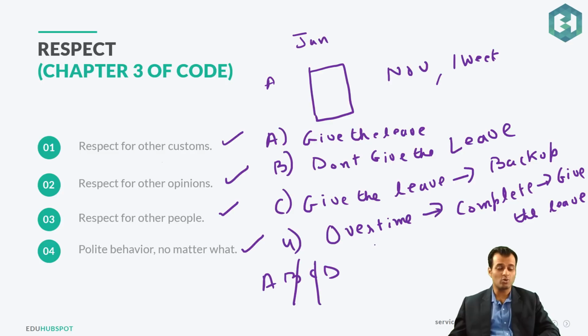D, overtime. In this ethical world, yes, in the real world you might ask for overtime and you might give it to them, but it's not preferable. The only option which is left is give the leave to them. It is their right. You have to respect other customs. See, it may take some time to digest these types of questions, but trust me, slowly and gradually you will start learning these things. Okay?